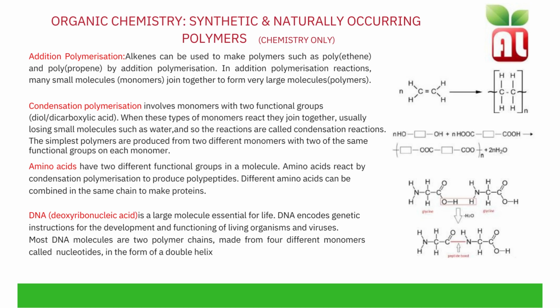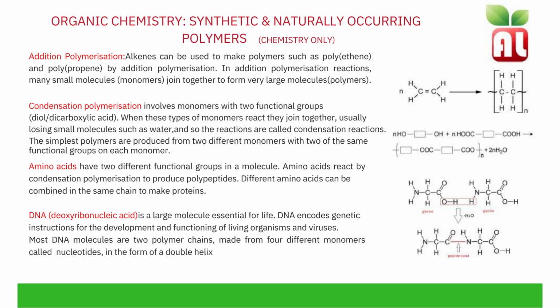Condensation polymerization involves monomers with two functional groups, diols or dicarboxylic acids. The monomer of a diol will have an alcohol group on either side of the molecule. A dicarboxylic acid has a carboxylic acid functional group on either side of the molecule. Each side of the molecules react in a condensation reaction, producing a long chain molecule with a repeating unit, losing a small molecule such as water.